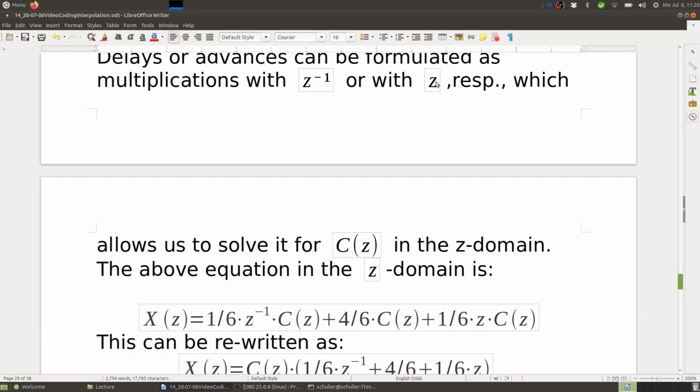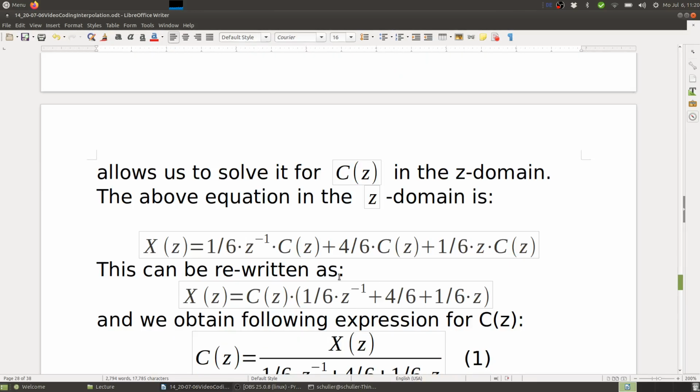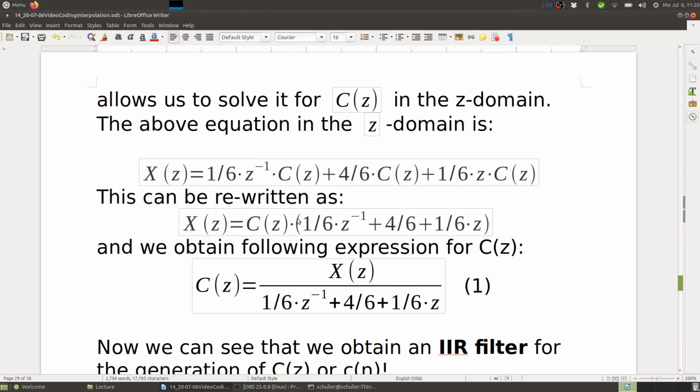So in the z domain we can factor out delays and advances to solve it. So the above equation in the z domain is this. Now x of z is the image in the z domain, and C of z is the compensated image in the z domain. And we can see C of n minus 1 becomes C of z times z to the minus 1, and C of n plus 1 becomes C of z times z, right? And that means we can simply factor it out, as we did here.